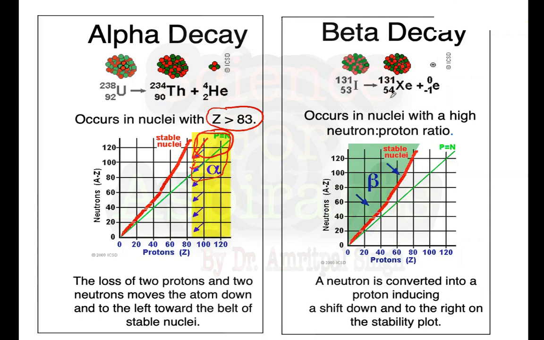And similarly in beta decay, these nuclides are the beta-rich nuclides, and they undergo this beta minus decay and try to attain a more stable position. So all those nuclei undergoing beta minus decay are present somewhere in this green region. In this beta decay region, a neutron is being converted into a proton, and they are shifting down to the right on this stability belt in order to attain more stability.